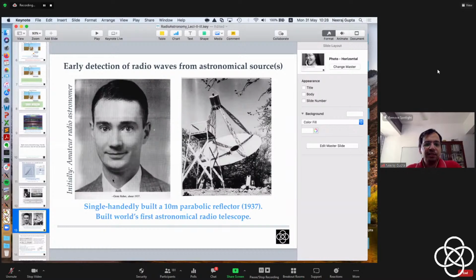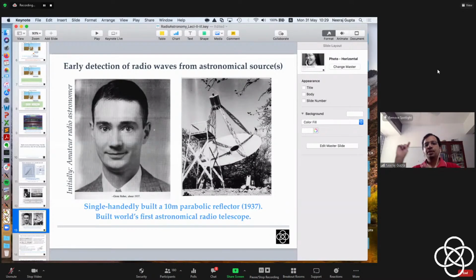And we know that Bell Labs was not so much interested in radio astronomy itself. So what he did, he was so motivated that he took a job as an engineer somewhere. But in his free time, over the weekends, in the evening, in his own backyard, he built this large telescope, a 10-meter parabolic reflector, not a small telescope by any means. He built this on his own in his backyard and started doing astronomy.